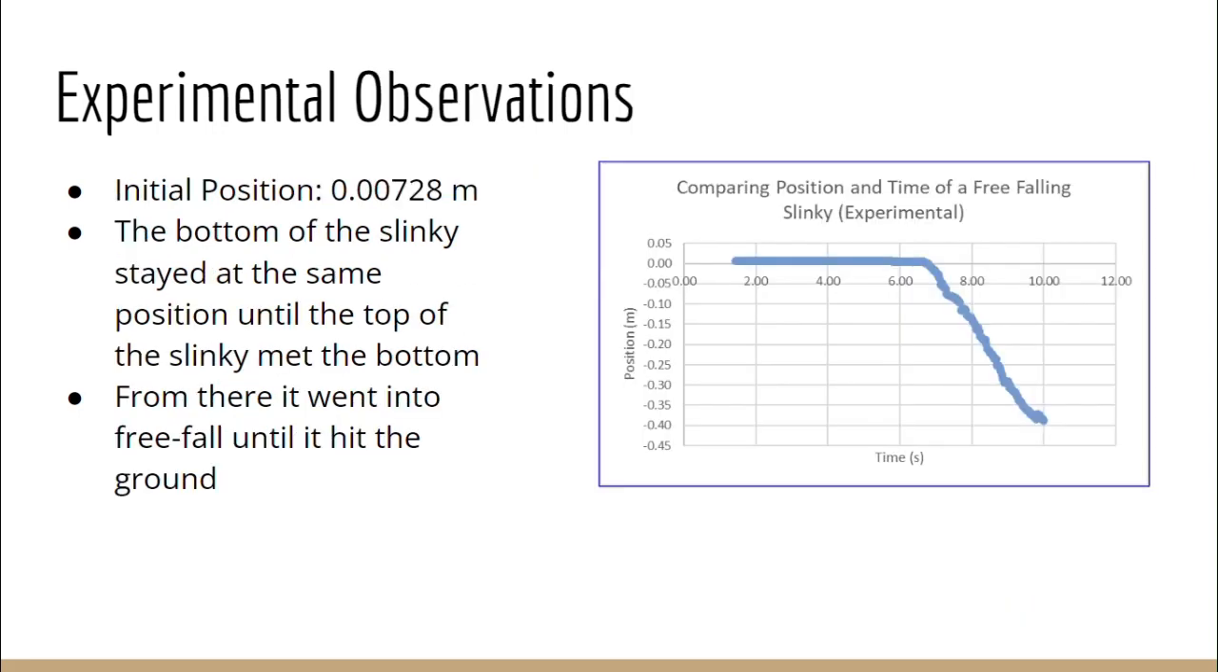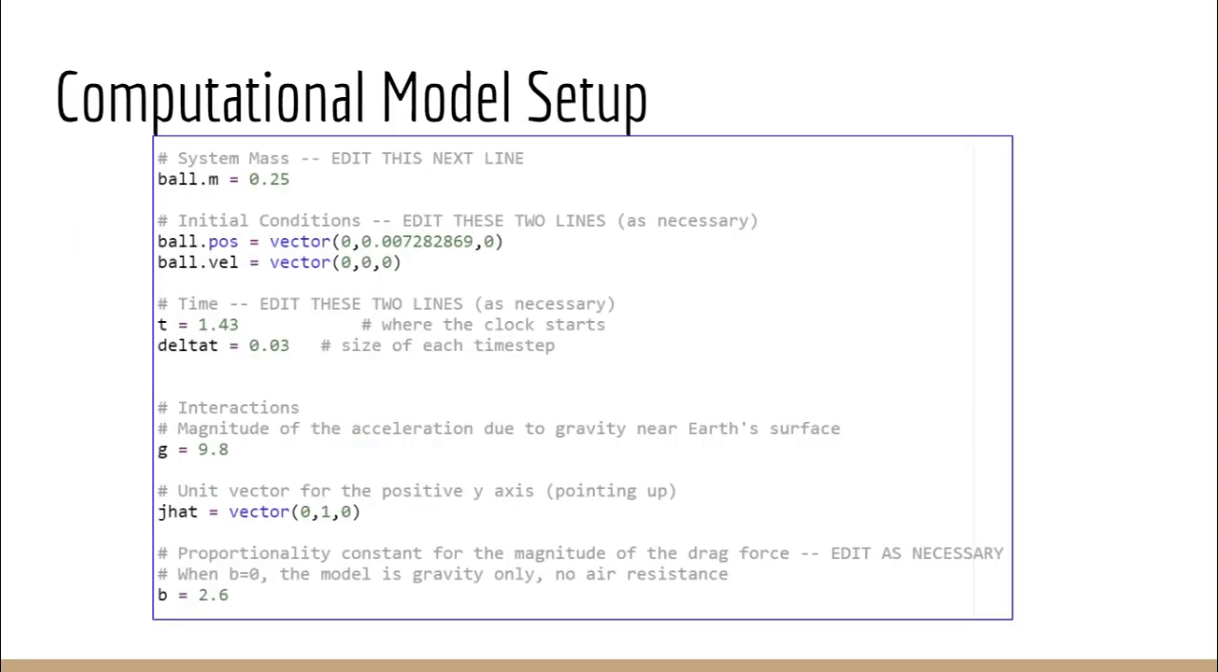For my experimental observations, I found that the initial position was 0.00728 meters. And we can see that we've now answered the overarching question based on this experiment alone: it's the bottom that actually remains stationary until the top of the slinky meets the same position level as the bottom of the slinky. From then, the entire slinky goes into free fall. This could be seen in both the video and based on this graph. Now I'm going to go into my computational model setup.